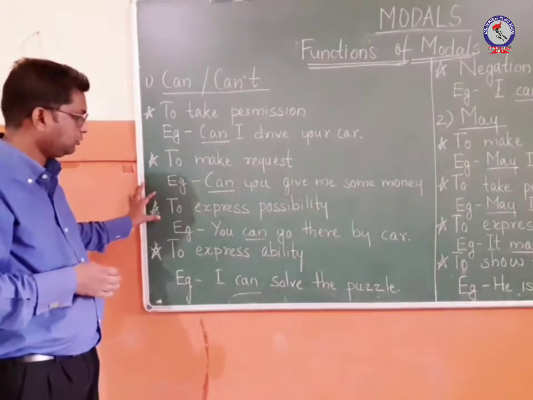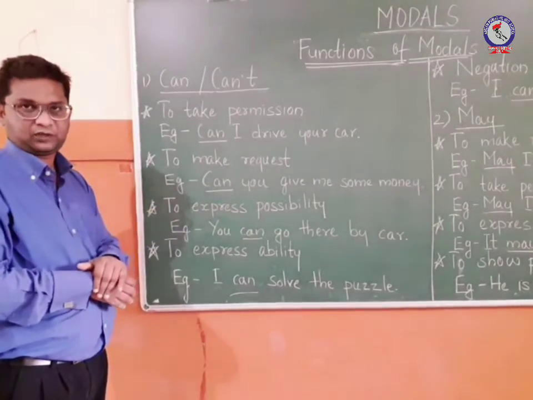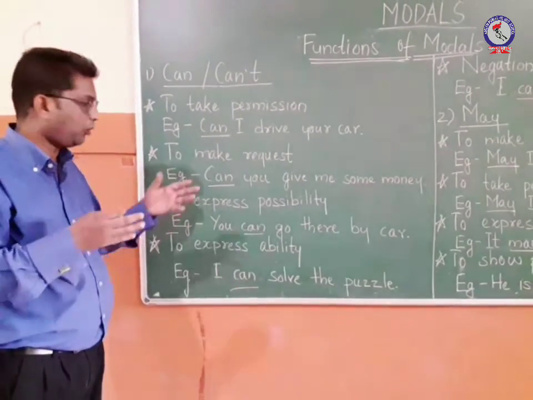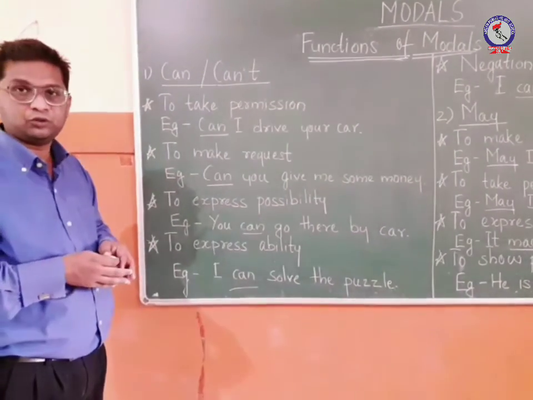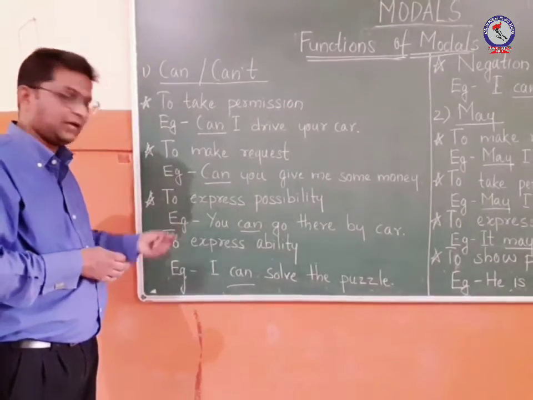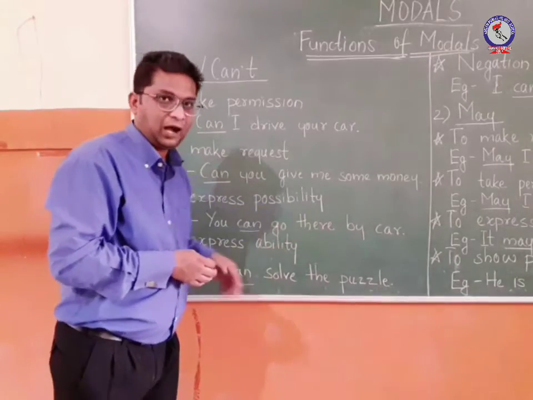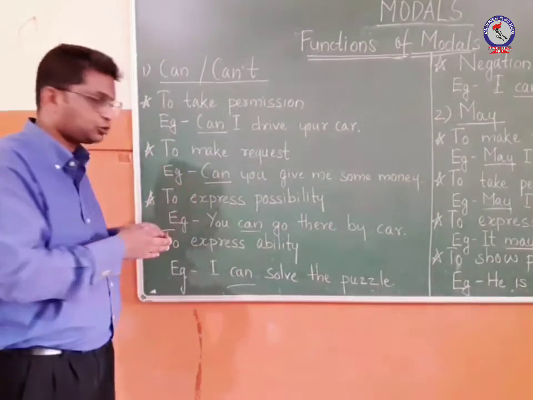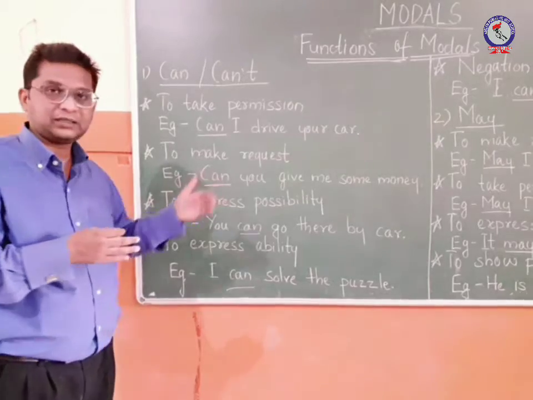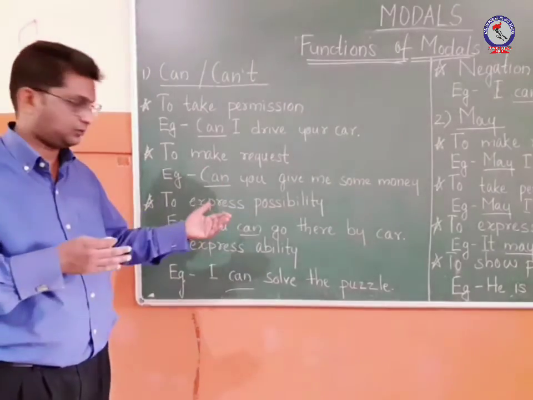Now, next, to express possibility. If you want to express the possibility, chance, the probability, you can use the modal can. Example, you can go there by car. Now this sentence shows us the possibility. You can go there by car. It is a chance, you can go there by a car.